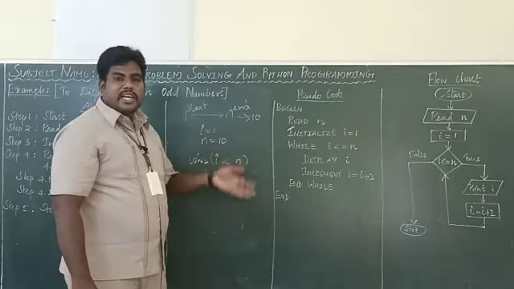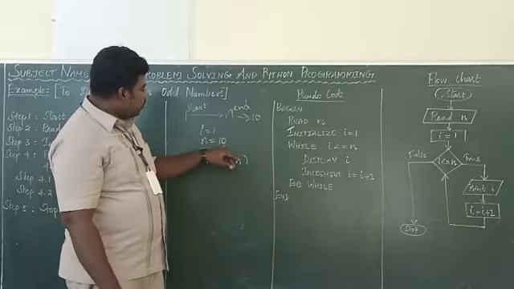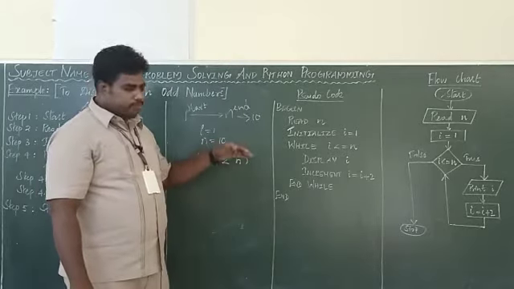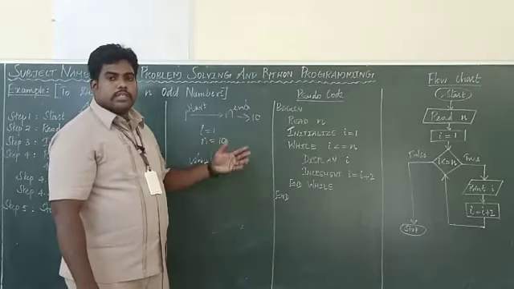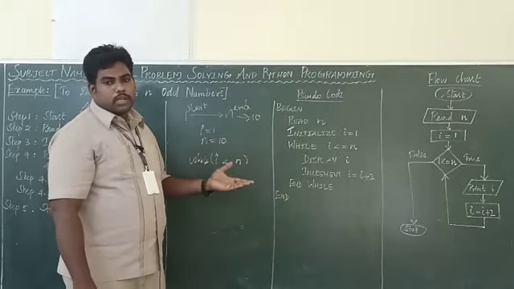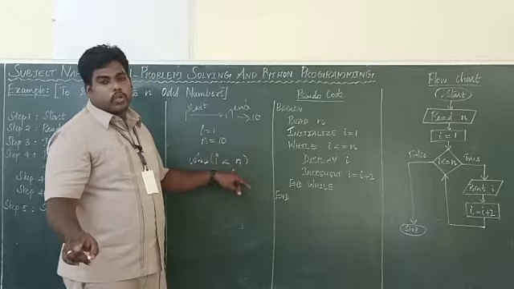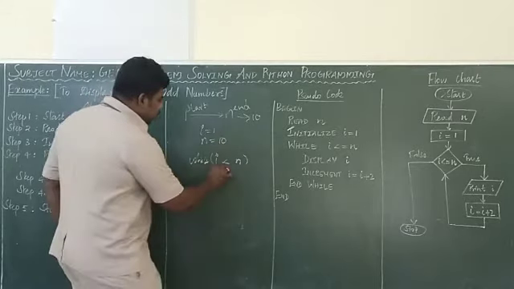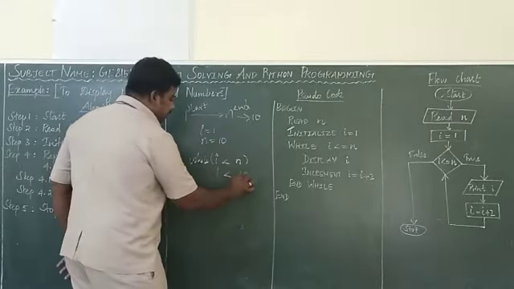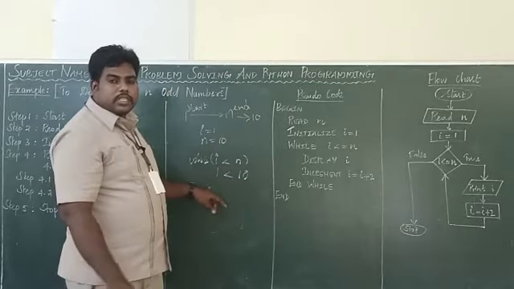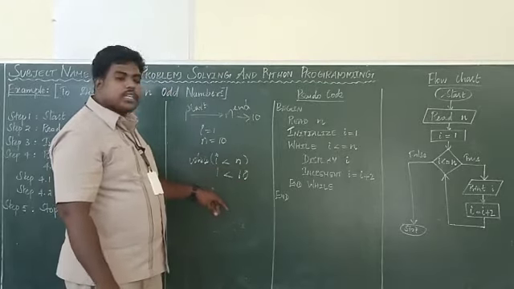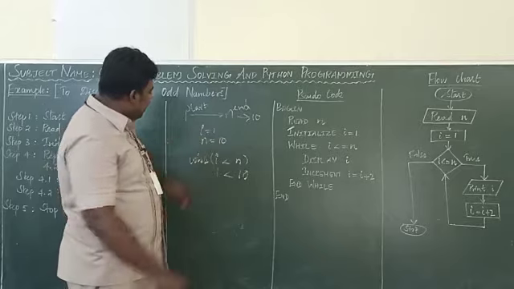Why am I taking i less than n? I want to go till 10 only. 10 is an even number, so I no need to print it. If you want to print 10 also, you can put less than or equal to. The meaning is 1 less than 10. Is the condition true or false? The condition is true. If the condition is true, print this i value.